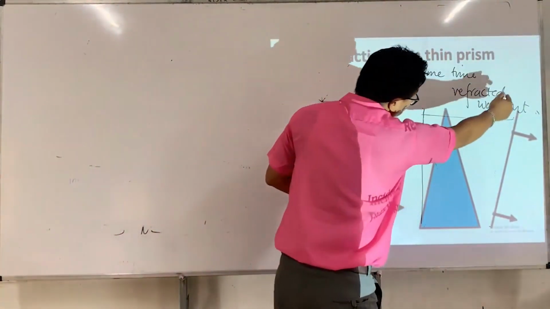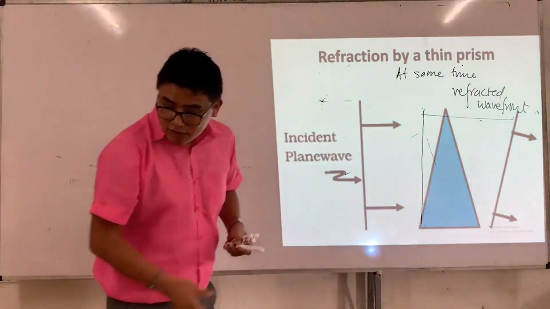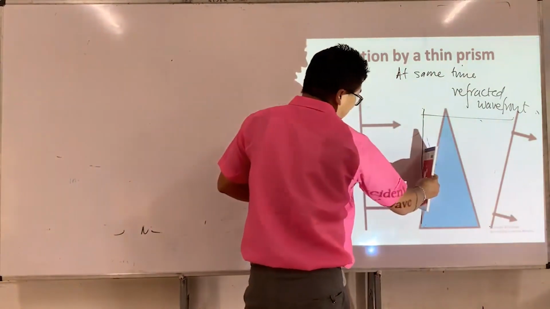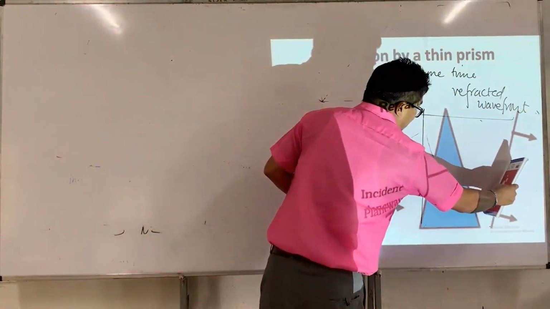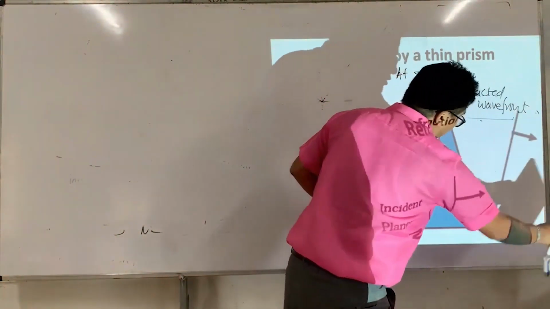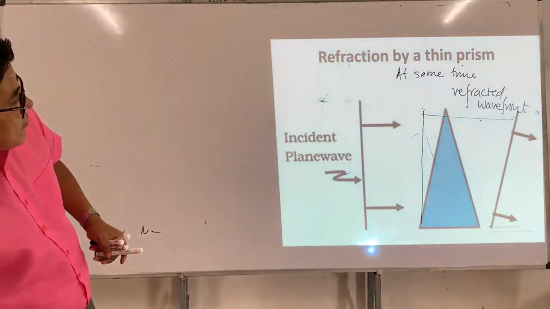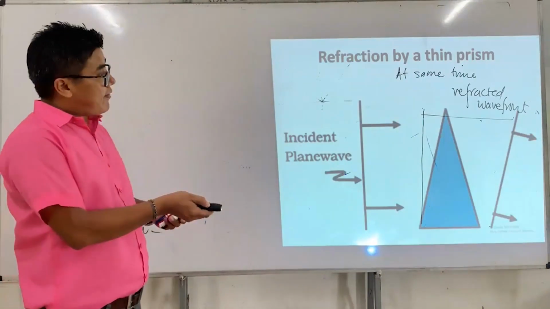So this is what we have. This is how refraction takes place. It is something like this. It goes like this, then it goes like this. So refraction takes place. Alright. Now next I have another diagram.